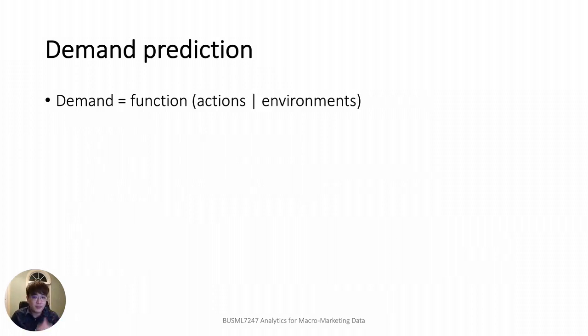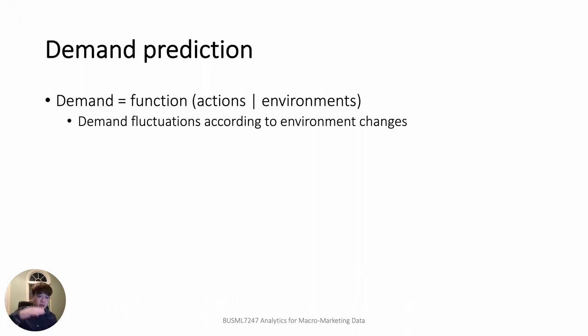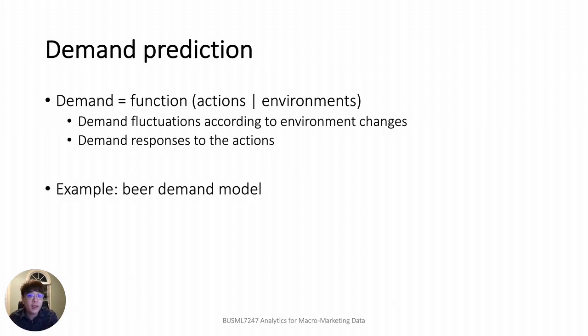In sum, demand is a function of actions given environment. That is, to make accurate predictions, we have to know how demand fluctuates according to environmental changes and how demand responds to the marketing actions. Here is an example. Beer. For simplicity, suppose that we are focusing only on price effect. Just ignore all the other actions.